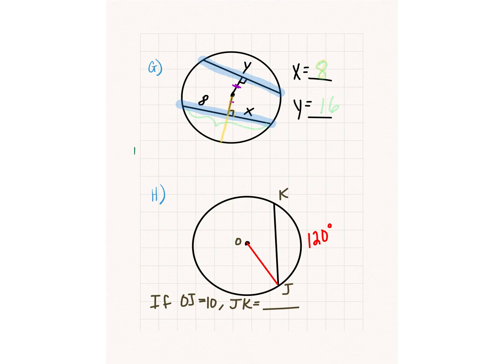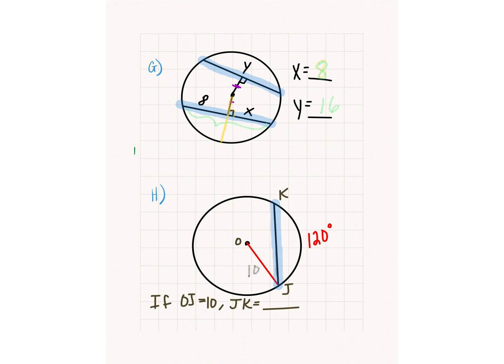Sound good? All right, and then finally for H, for question H, again, you guys can shut it down and try it yourself, don't forget. But what I know is that OJ is 10, and they told me that I'm looking for JK, the length of that chord. And you might say, oh my goodness, we do not have enough information for that. But we can figure some stuff out.